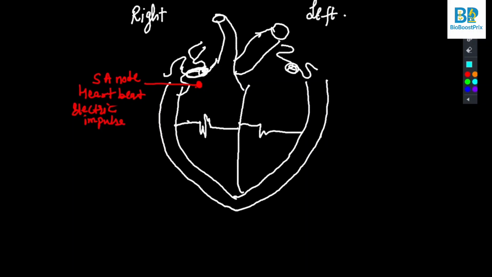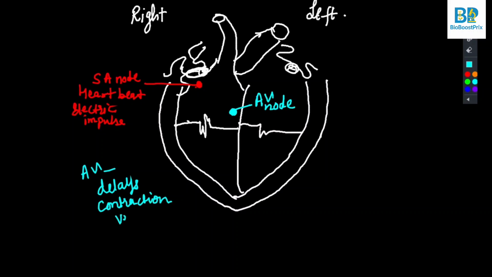Similarly, in the same right chamber, between the atria and the ventricle, or you can say the interatrial septum, we have the AV node. So this is called the AV node. It delays the contraction of the ventricle, so that the atria and ventricles do not contract simultaneously.